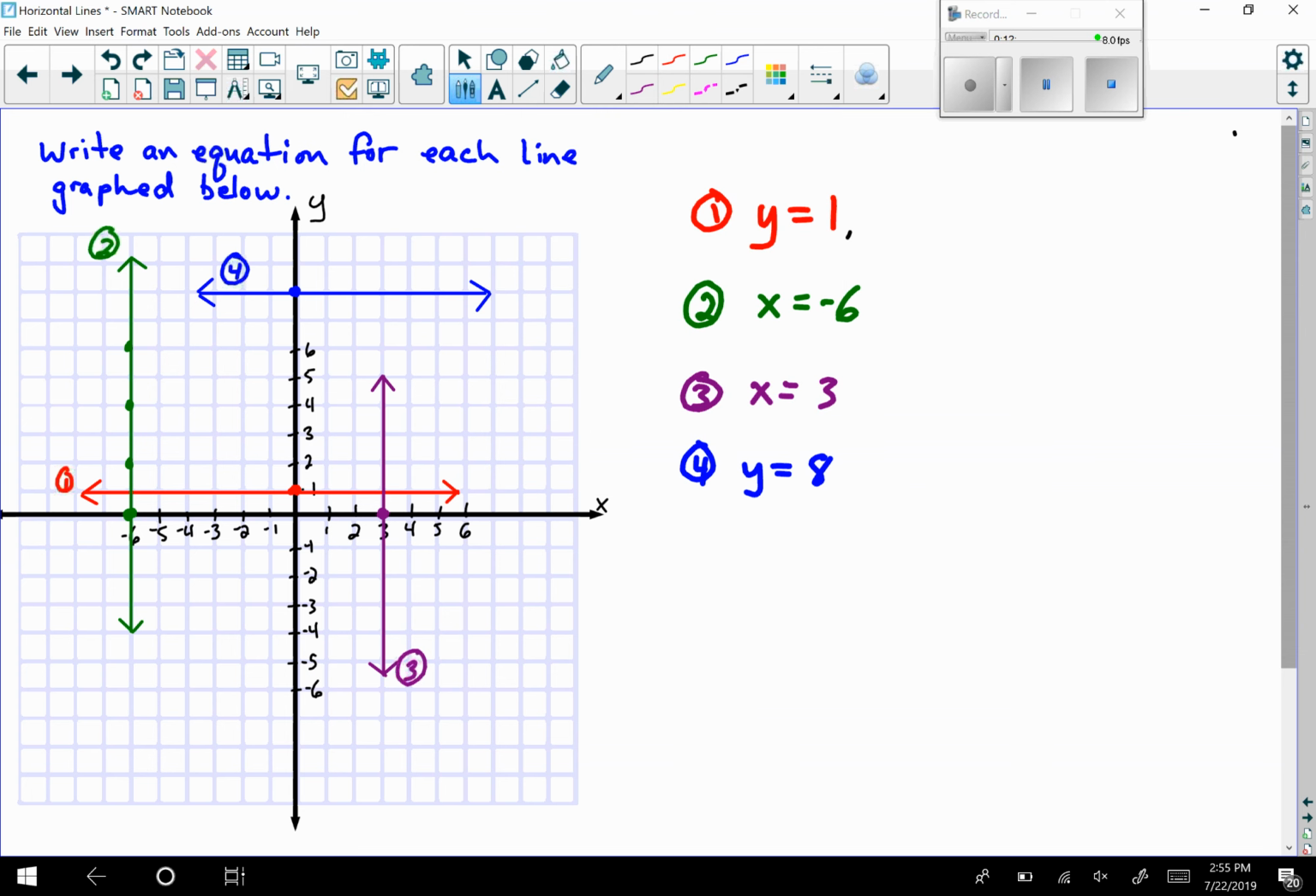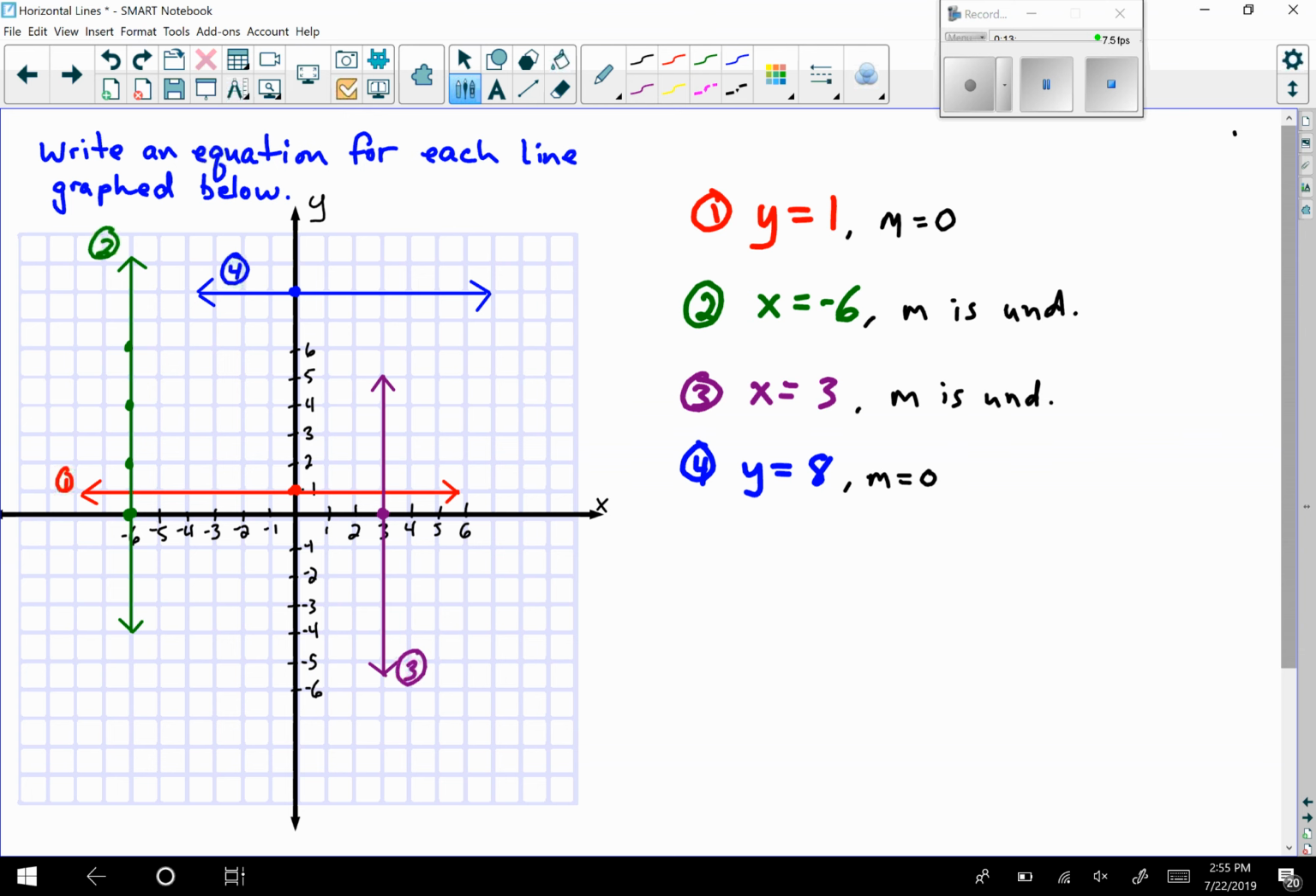So for this first line, number 1, that's down here, a horizontal line, our slope will be 0. For numbers 2 and 3, those are both vertical lines, so the slope is undefined. And we could abbreviate undefined as UND. And then for example 4, we have a horizontal line again, so our slope would be 0.